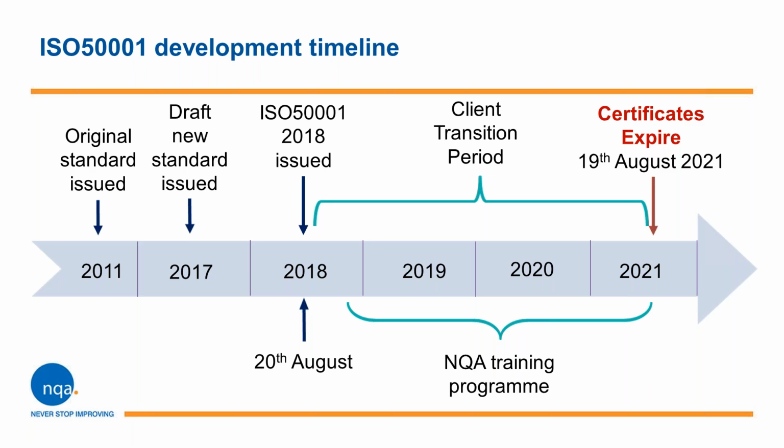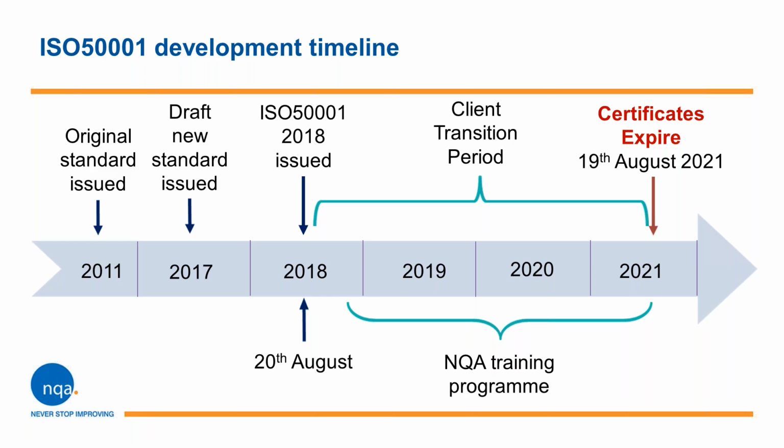And that is basically where 50001 sits at the moment. We are right in the middle of 2018, or perhaps 2/3 of the way through now, but the standard itself was issued on the 20th of August this year. As you can see, the original standard was issued in 2011. The draft came out last year, and this year, 20th of August 2018, the new standard was published, ISO 50001:2018.